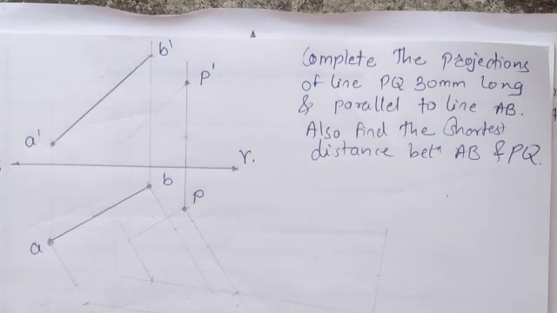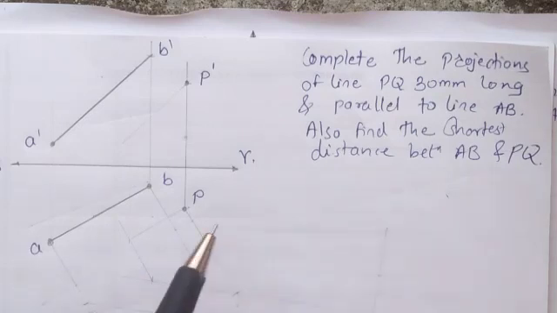Then the important conclusions you need to remember are: after x1 y1 we get the true length of both the lines, and after x2 y2 we get the shortest distance between the lines. These are the two important conclusions which we need to use while solving the problem. Now let us read the problem.